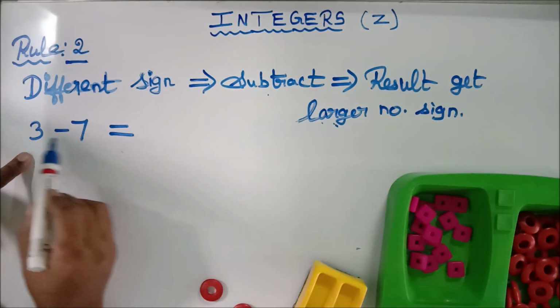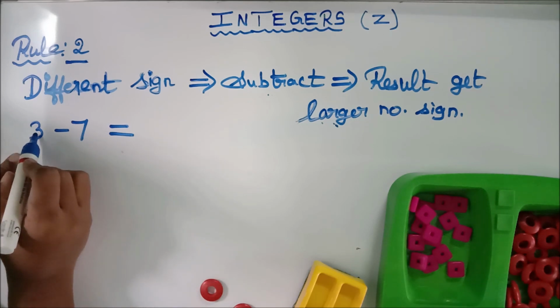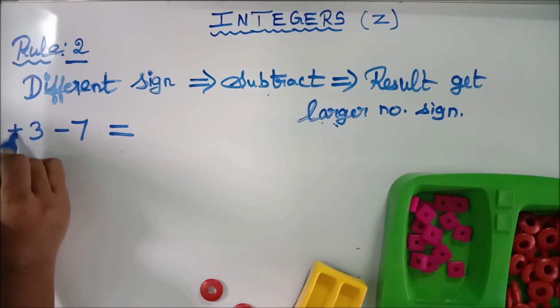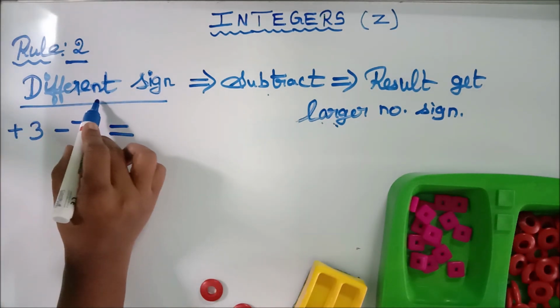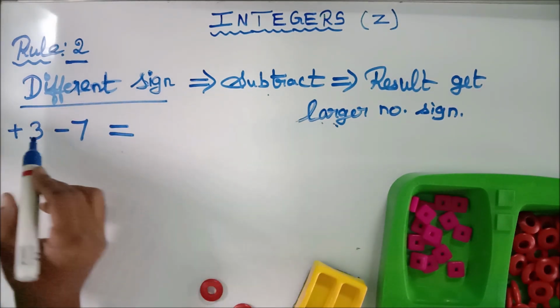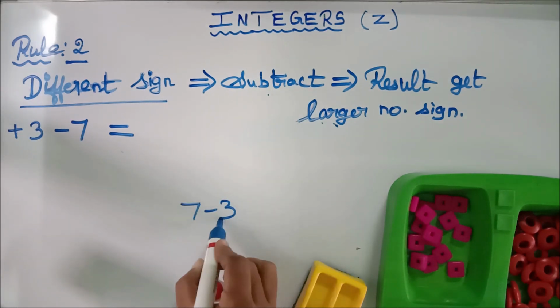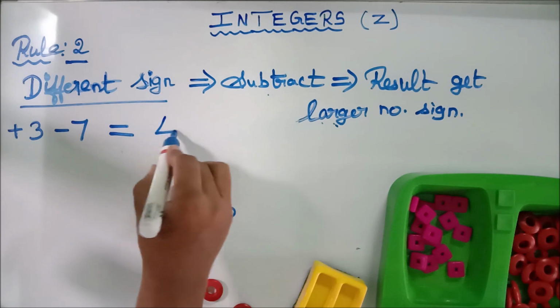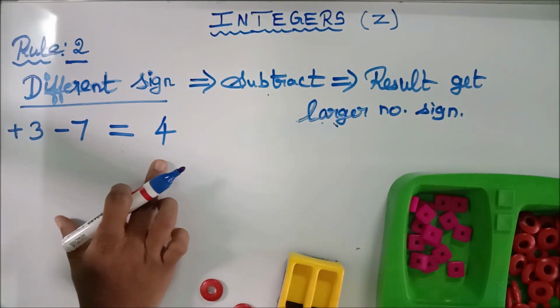See here, we have two numbers, 3 and 7. What is the symbol for 3? Plus. What is the symbol for 7? Minus. So different sign. Different sign means subtract. So subtract the smaller number from the larger number. 7 minus 3. So what is your answer? 4. As per rule 2, this is the result we got.